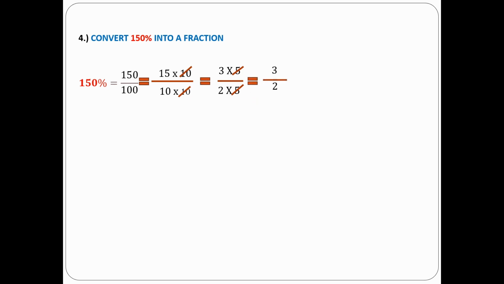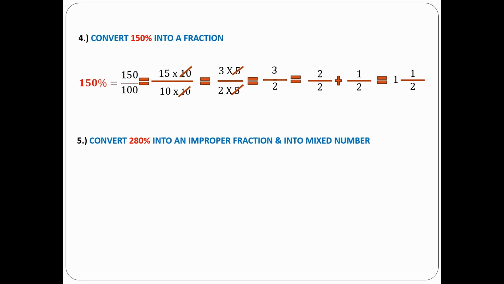Now we can convert 3 over 2 into a mixed number. 3 is basically 2 plus 1, and keep the denominator the same. So the fraction is split into 2 over 2 plus 1/2. So we have a mixed number of 1 and 1/2. Here is another example.